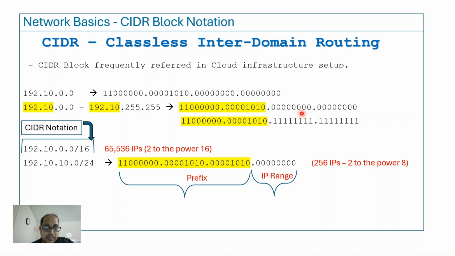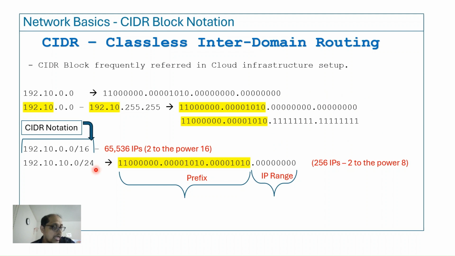So I have 16 bits for my range. The fixed part is called the prefix, and the bits that you can change to get different IP addresses make up the IP range. So the number of IP addresses you have in your range is 2 to the power 16, that is 65,536.